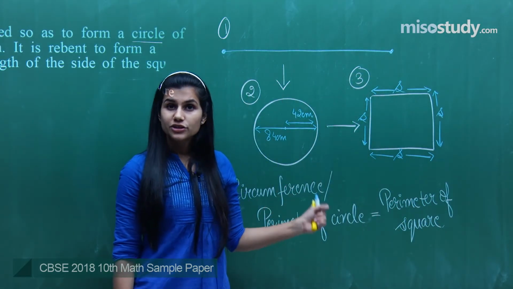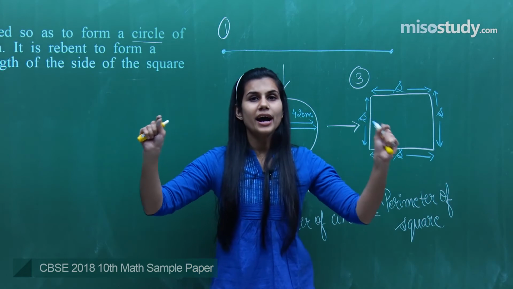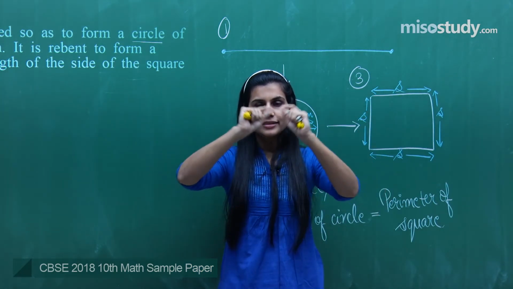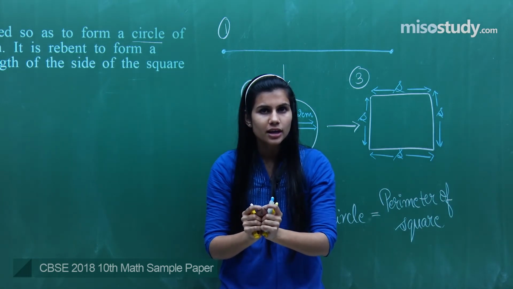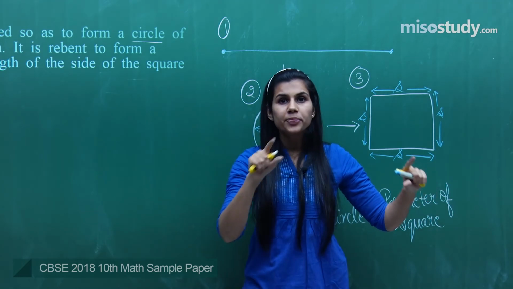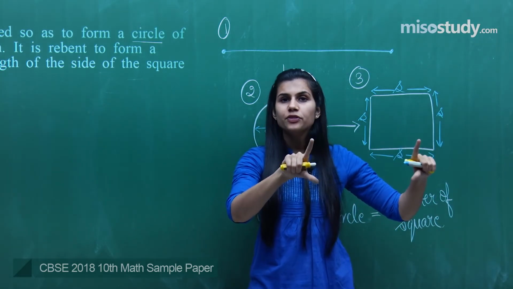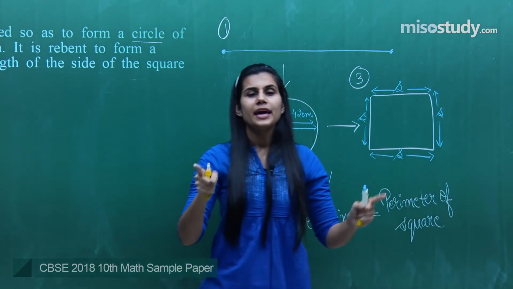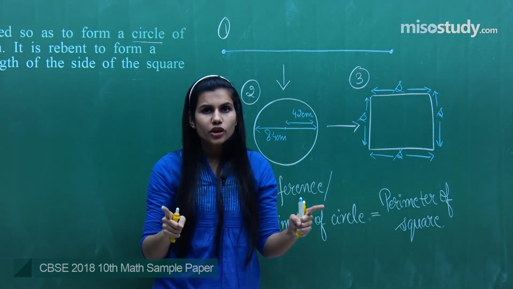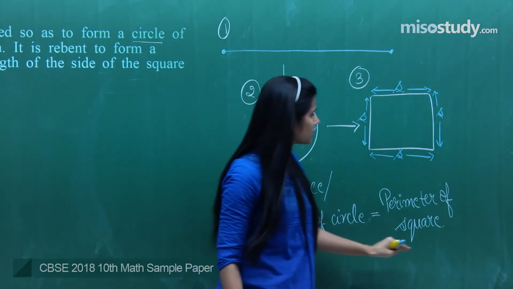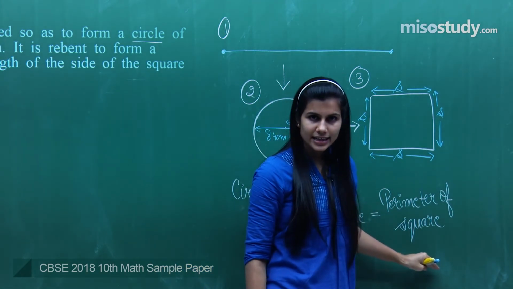Correct? So the question is just trying to say that a wire was made into a circle. Whatever is the length of that wire, that is the length of the boundary of the circle, and because the same circle was rebent into the square, that same length is now the measurement of the boundary of the square. And therefore, the measurement of the boundary of the circle and of the square are exactly the same, which means the perimeter of the circle and perimeter of the square are exactly the same.